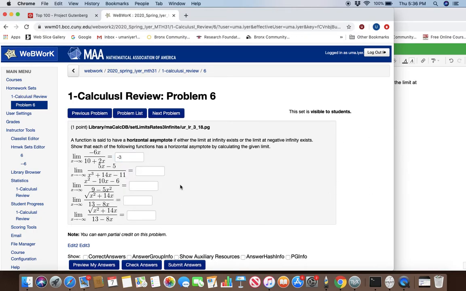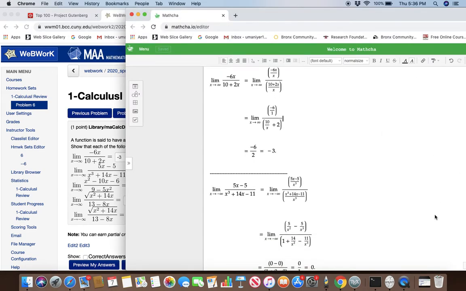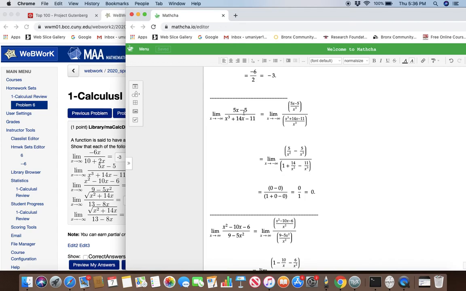Alright. Next expression. Limit as x goes to negative infinity of (5x minus 5) over (x cubed plus 14x minus 11). X approaching negative infinity, rational expression. Divide by the highest power of x in the denominator, x cubed. So divide the numerator by x cubed, and the denominator by x cubed.